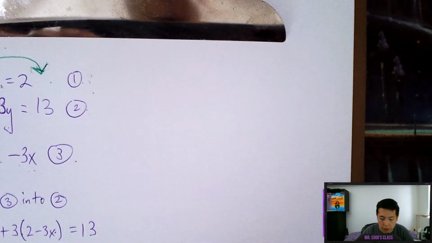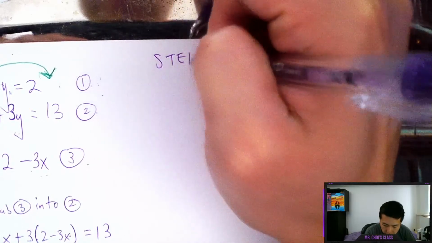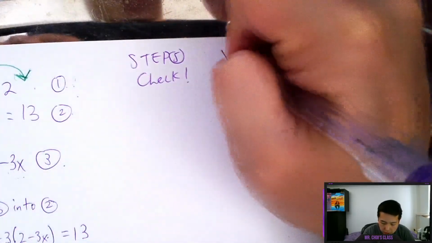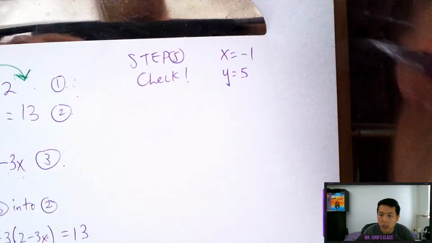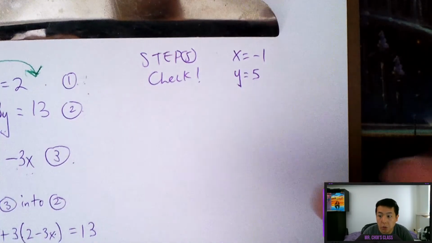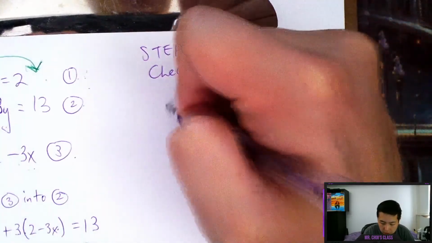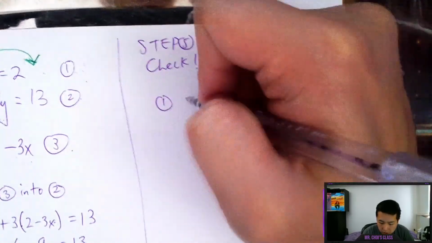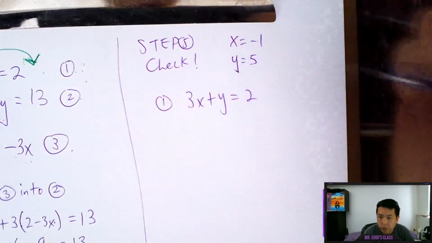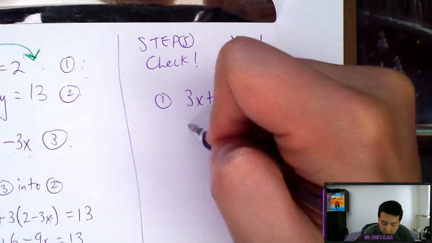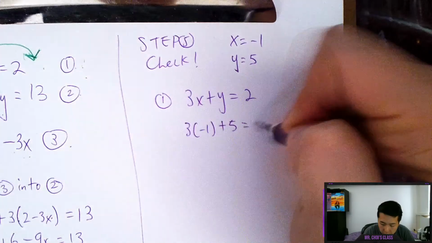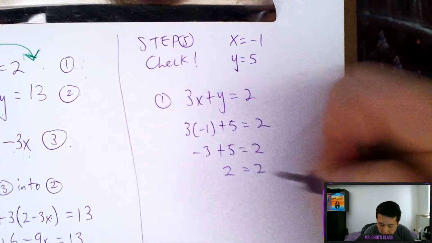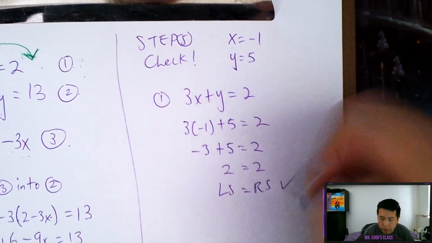So step 5, let's check our work. We're saying that x equals negative 1 and y equals 5. So we're going to substitute it into equation 1 and equation 2. Equation 1 is 3x plus y equals 2. So we're going to plug in these values. We get 3 times negative 1 plus 5 equals 2. That's negative 3 plus 5 equals 2. 2 equals 2. So left side equals right side. There's your first check.